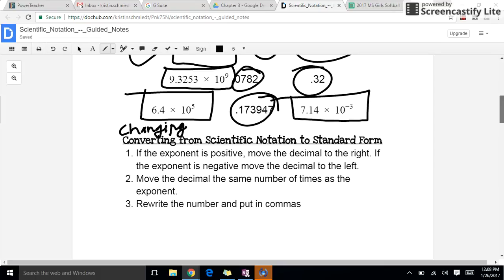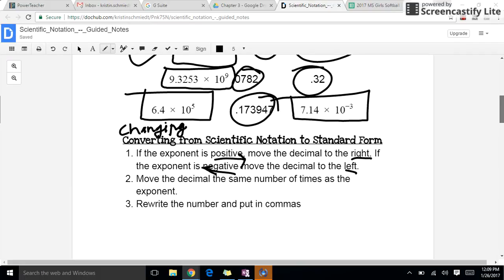Okay, so if your exponent is positive, you're going to move the decimal to the right. Could you do me a favor? Could you draw an arrow pointing to the right? Because sometimes I get confused. I'll draw it underneath here. Okay, so if it's positive, we're going to move our decimal to the right. If it's negative, we're going to move it to the left. So I'm going to make this one go left. Oops, I kind of covered up the word negative. That's okay.